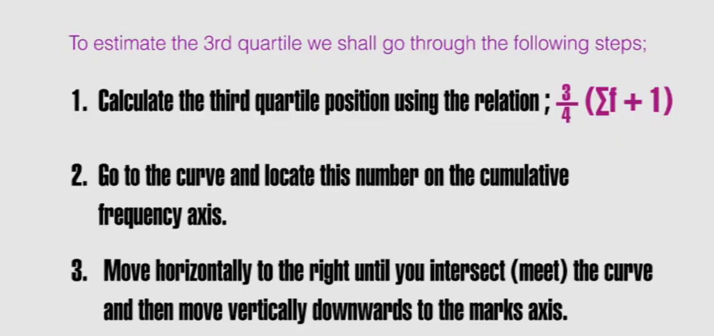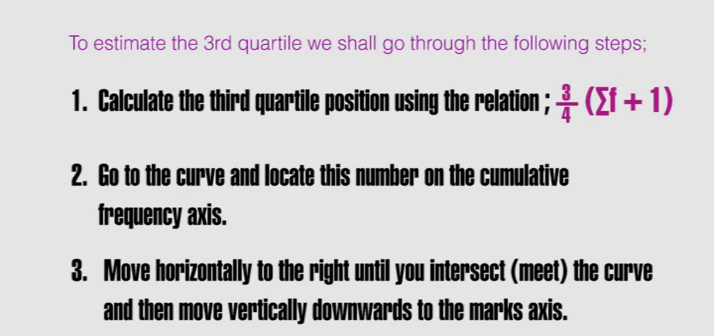The position. Okay, all right. So how do you get the third quartile? You go through the same procedure, but this time around it is 3/4, that's 75%. You take 75% of the total frequency plus 1. Good. And for that one too, you find the position first, using the relation 3 over 4 into bracket sigma f plus 1. Go to the curve and locate this number on the cumulative frequency axis. Move horizontally to the right until you meet the curve.